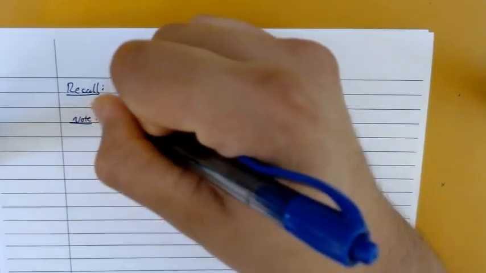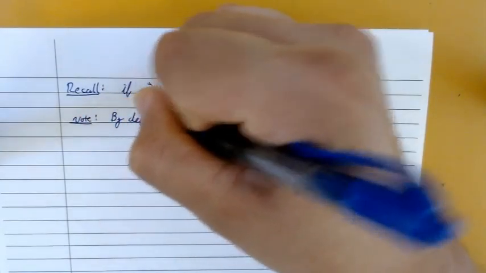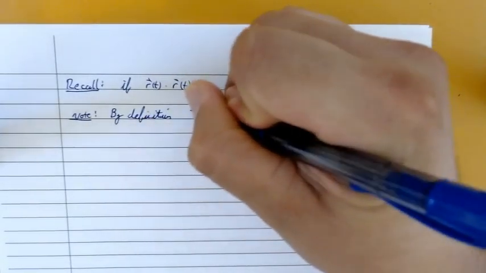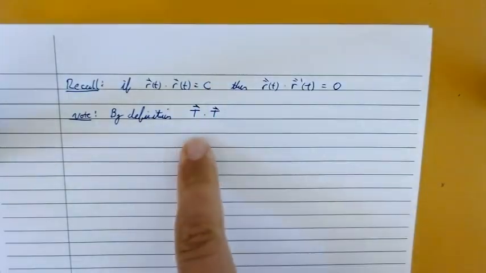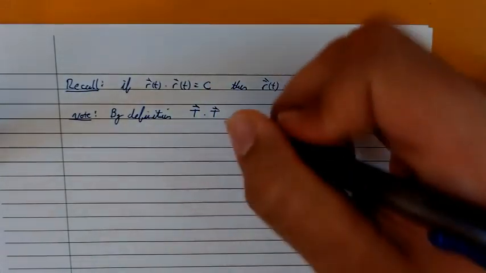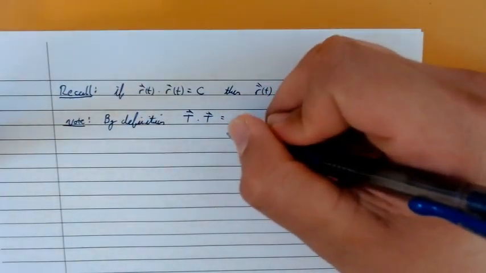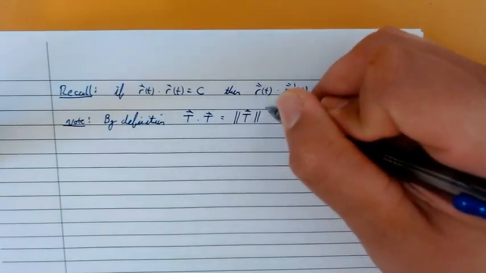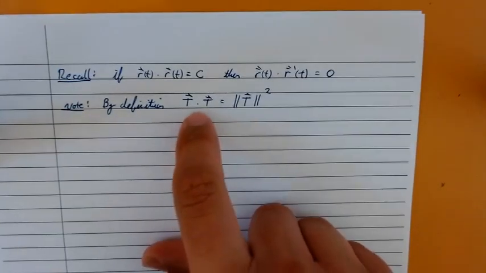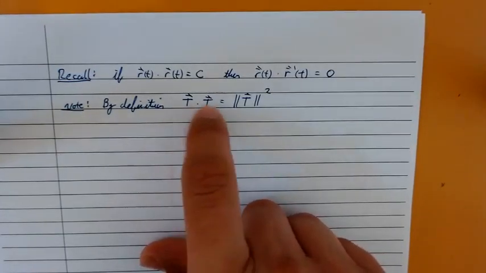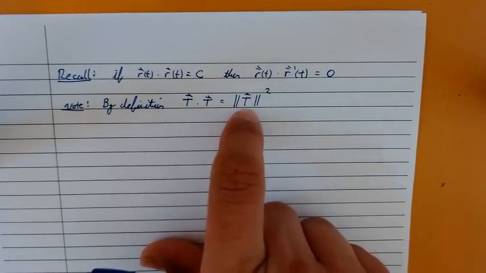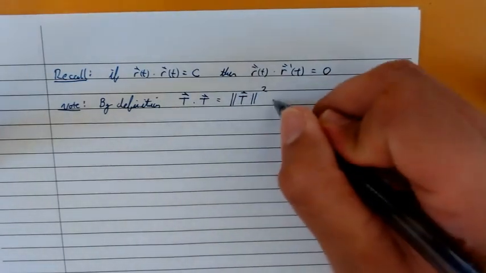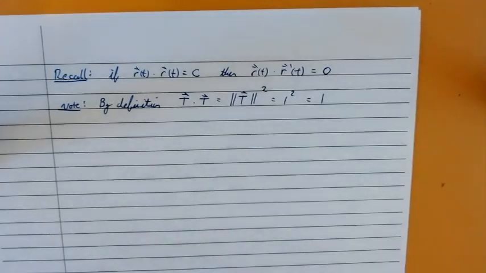Note, by definition, if you multiply a unit tangent vector times itself, that's got to equal the magnitude squared. Right? That's one of the properties of the dot product. If you take the dot product of a vector with itself, that's the square of its magnitude. But by definition, since this is a unit tangent vector, that's got to be the square of 1. Or in other words, it's 1.